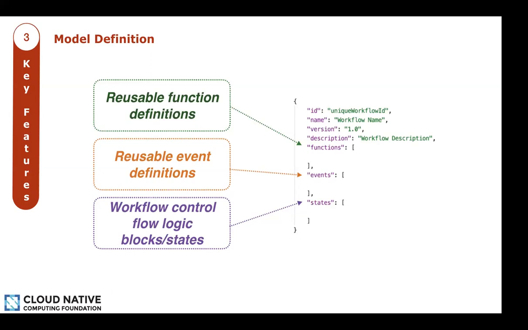Workflows can both react to events, so they can be instantiated by the existence of events, and they can also produce events. So the second bucket of the model definitions is reusable event definitions. We conform to the CloudEvents specification, so all of our event types that the workflows can act upon have to be in the CloudEvents version 1.0 format. The third bucket is the workflow control flow logic, or the building blocks, which we currently call states, and we will look at that. Those are really the building blocks that allow you to do, for example, gateways, where you can split your workflow execution into different branches. You can do parallel execution and things like that. And we will take a look at that as well.